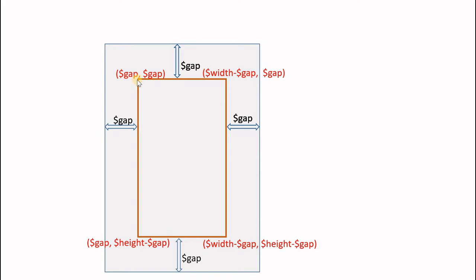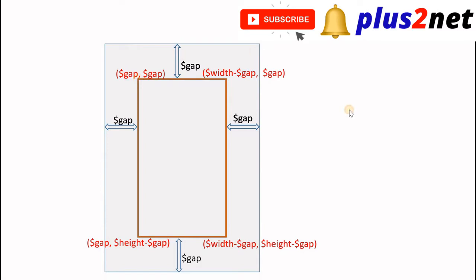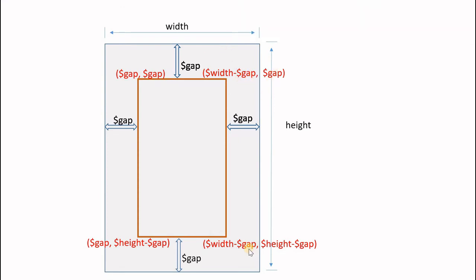So how will we do that? What are the coordinates? This coordinate is x equals gap, y equals gap. Now try to understand that this coordinate is width minus gap, and gap. Similarly, this coordinate is width minus gap and height minus gap. And this coordinate is gap in the x direction and height minus gap in the y direction. Using this knowledge, we'll draw the box inside a page now.